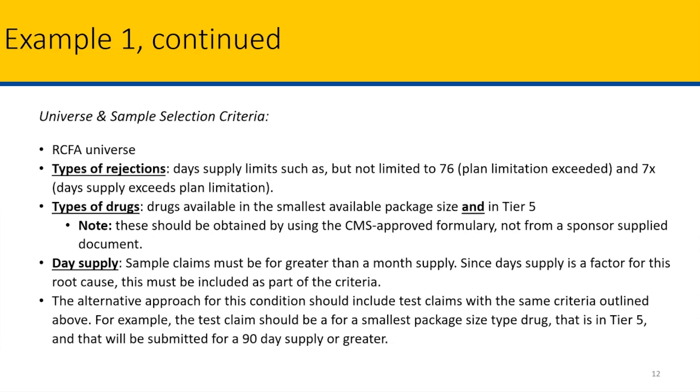The alternative approach for this condition should include test claims with the same criteria outlined above. For example, the test claim should be for a smallest package size type drug that is in Tier 5 and that will be submitted for a 90-day supply or greater. The alternative approach should contain the same level of detail as the original validation approach. All criteria should be outlined.